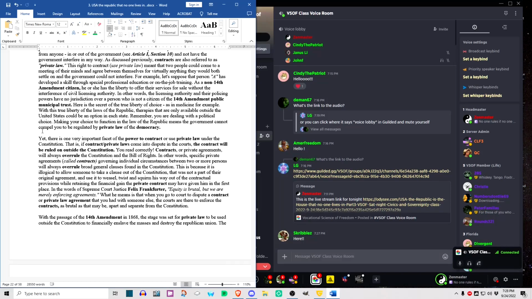Okay, to continue. You read correctly. Contracts or private agreements will always overrule the Constitution and the Bill of Rights. In other words, specific private agreements, called contracts, governing individual circumstances between two or more persons will always overrule broad general clauses found in the Constitution. This is because it is illogical to allow someone to take a clause out of the Constitution that was not part of their original agreement and use it to weasel, twist, and squirm his way out of the contractual provisions while retaining the financial gain the private contract may have given him in the first place.